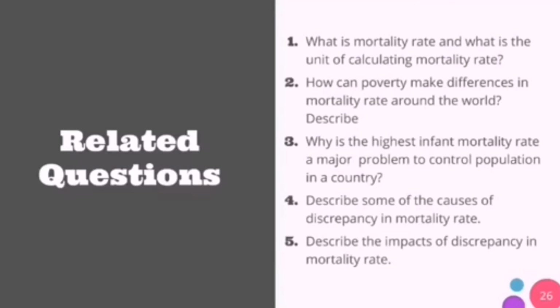Now, describe some of the causes of discrepancy in mortality rate. We have learned causes like geographical location, virus and diseases, wars and battles, etc. You have to mention the causes and then describe them when writing the answer. Then describe the impacts of discrepancy in mortality rate. Here you have to write the impacts and describe them as well.